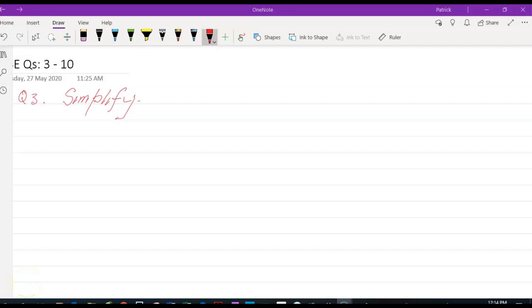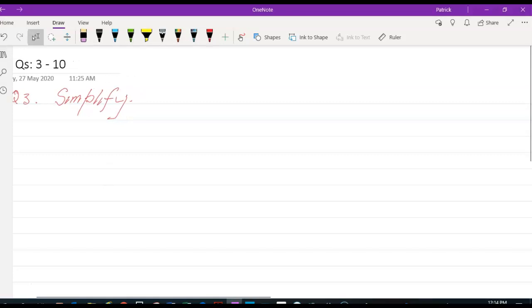Question 3 simply says simplify. You see this term a lot in algebra, and simply it means that you will reduce the number of terms, fewer terms, or reduce an algebraic fraction down to its lowest form.